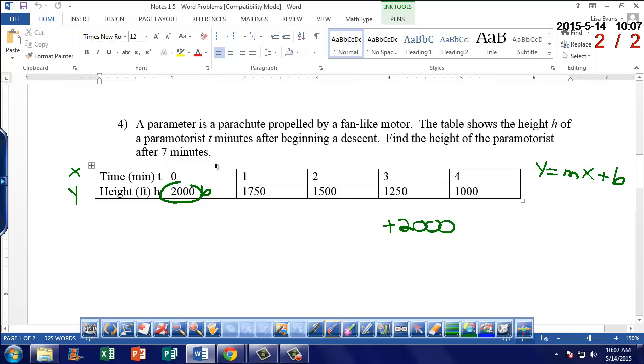Okay, our m is our slope. So what's happening to our rise? What's happening to our rise? Hopefully you notice it's going down 250 feet. That's our rise.